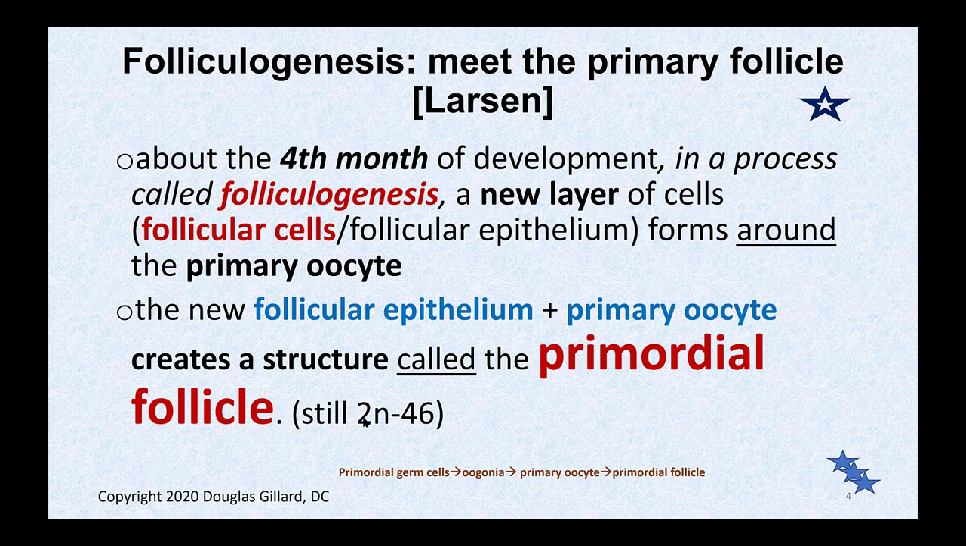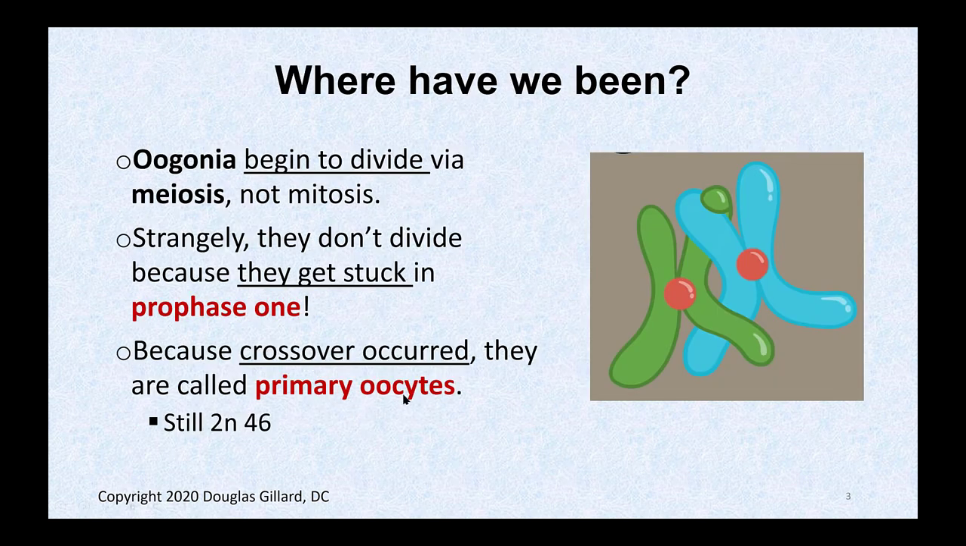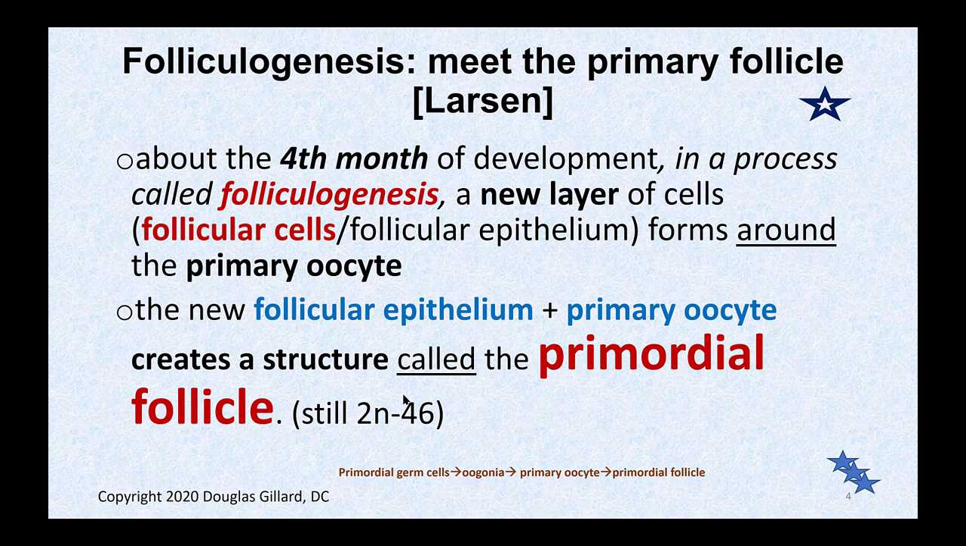Okay, what's the next thing that happens? Folliculogenesis is the next thing that happens. We have a naked primary oocyte just sitting there with nothing protecting it. So the next thing to happen is to grow a layer to protect it. Through a process called folliculogenesis, we're going to grow a new layer of cells. Those cells can be called follicle cells or follicular cells, which make up a follicular epithelium, and that forms around the primary oocyte to protect it. So now we have a primary oocyte and a layer of cells around it, and together, that gets a name. Collectively, that's called the primordial follicle. What is the primordial follicle? It's just the primary oocyte with a layer of follicle cells or follicular cells around it.